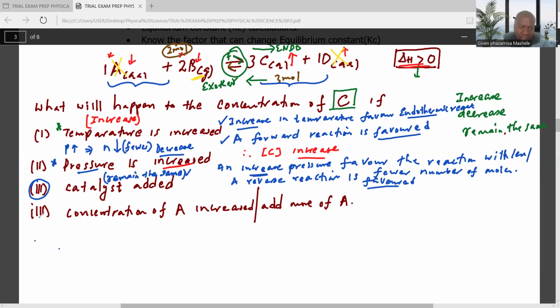Now, how about the last one? So number 4. Concentration of A is increased, or we have added more of A. I think I said this earlier. Adding more of A will use more of B. As a result, the concentration of B will ultimately decrease. Then it will form more of the product, which means the concentration of C will increase and D will increase. That means the answer here is increase. You need to know we are talking about C, and a forward reaction is favored.